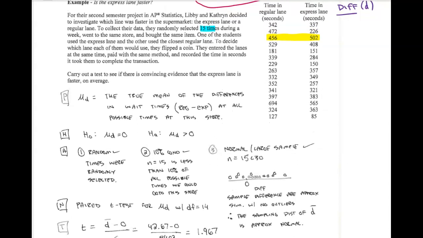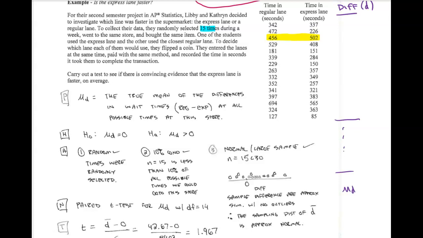So, mu D is going to be the true population mean of the differences in wait times, regular minus express, at all possible times at this store. So our population of interest is all the different times we could go to this store. And this would be the true mean of the differences, the mean of all the differences. So it would be the mean of this infinite unknown list.